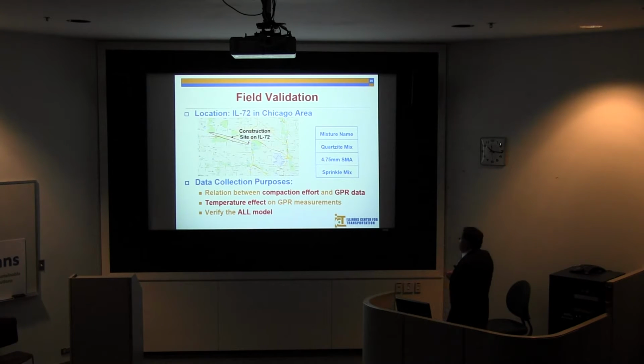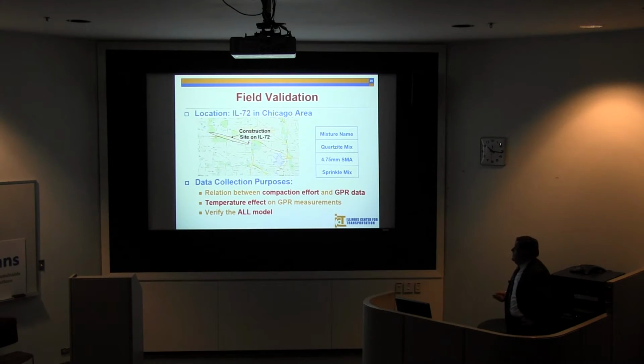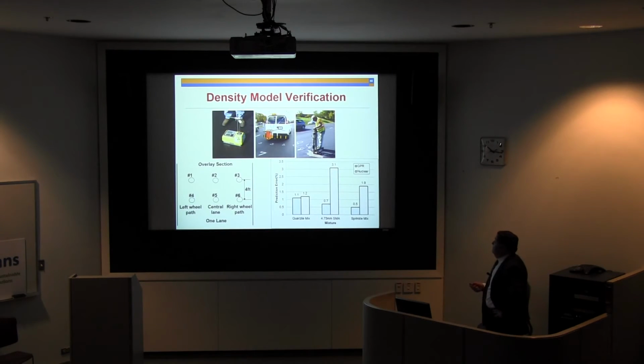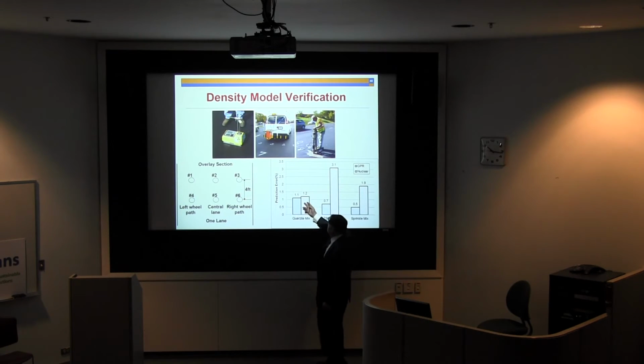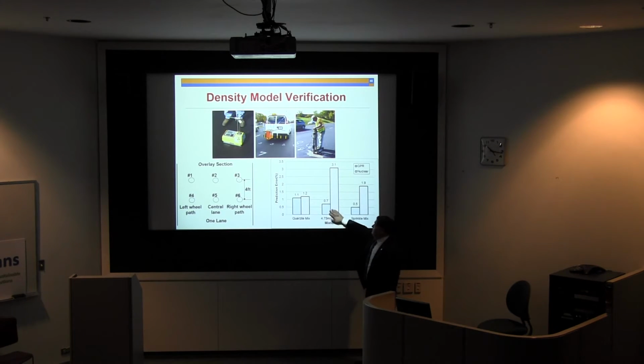So the relationship between compaction effort and GPR data, temperature has no effect. We know that theoretically that should not have any effect, but we looked into it just to make sure. And then we verified the model that we have. So if you look here, the quartzite, this is the GPR, this is the nuclear, this is the GPR. So you can see here they were similar.